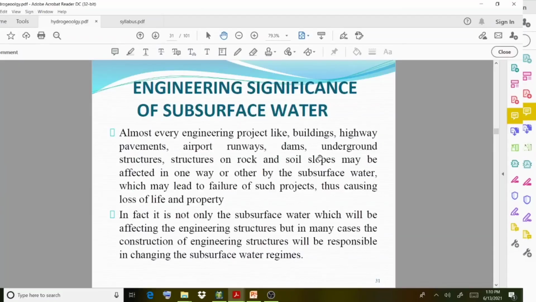Next we discussed the engineering significance of subsurface water, or the importance of subsurface water in terms of engineering. Almost every engineering project like buildings, highway pavements, airports, dams, and soil slopes may be affected in one way or the other by the subsurface water, which may lead to failure of such projects, thus causing loss of life and property.